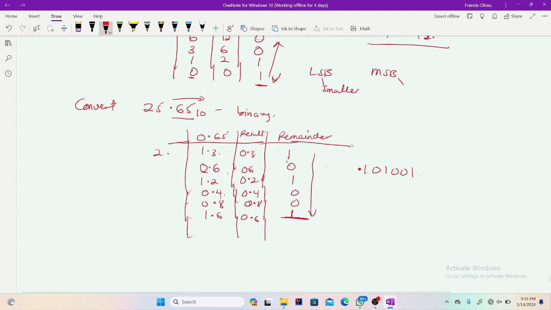So we have 11001 dot all this, base 2. This is how we convert numbers from decimal to binary using continuous division. But with the decimal points, we use continuous multiplication.